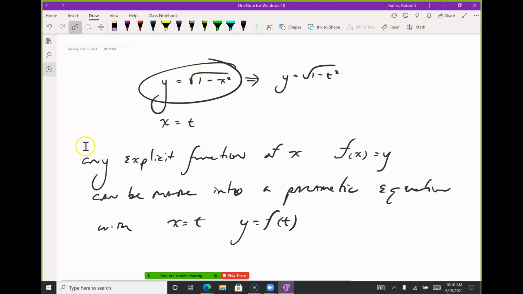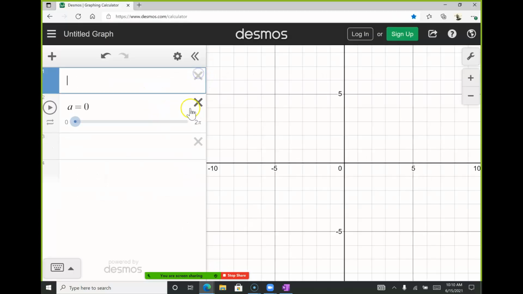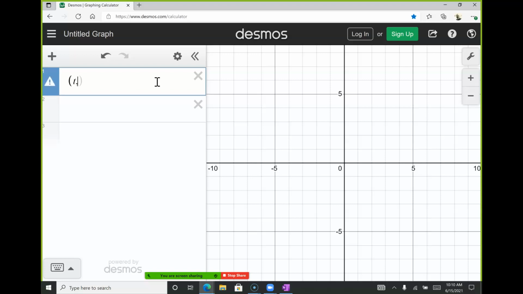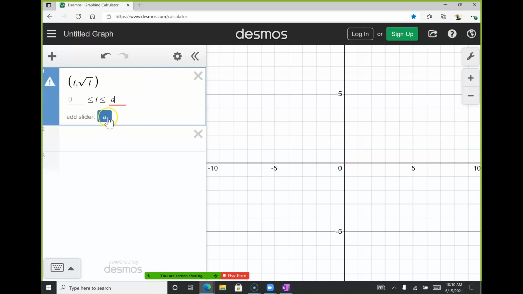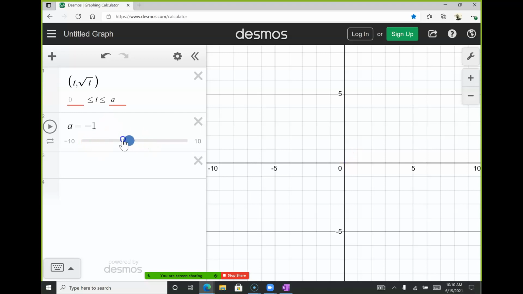So let me do that one on Desmos real quick. t comma square root of t, right? And I'm going to let t go from 0 to a, and I'm going to add my slider a, and you can see here, as I move this to the right, you can see my curve being drawn out in time, right? As opposed to just graphing the whole curve at once.